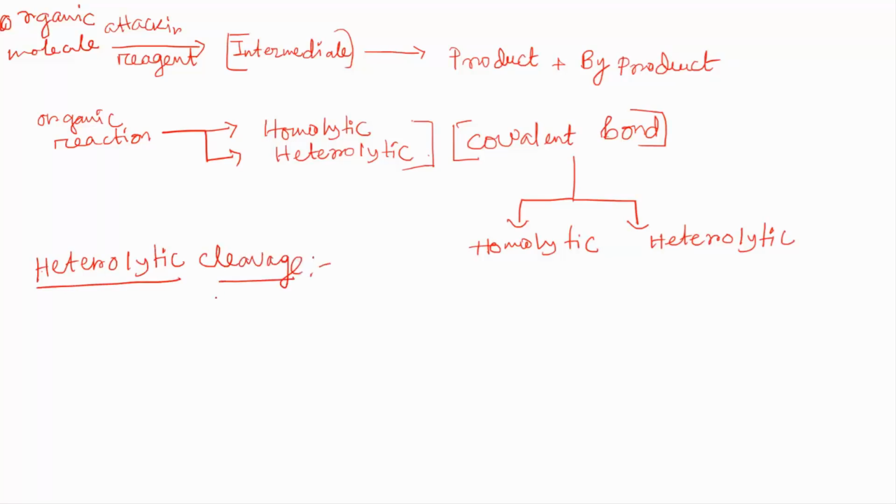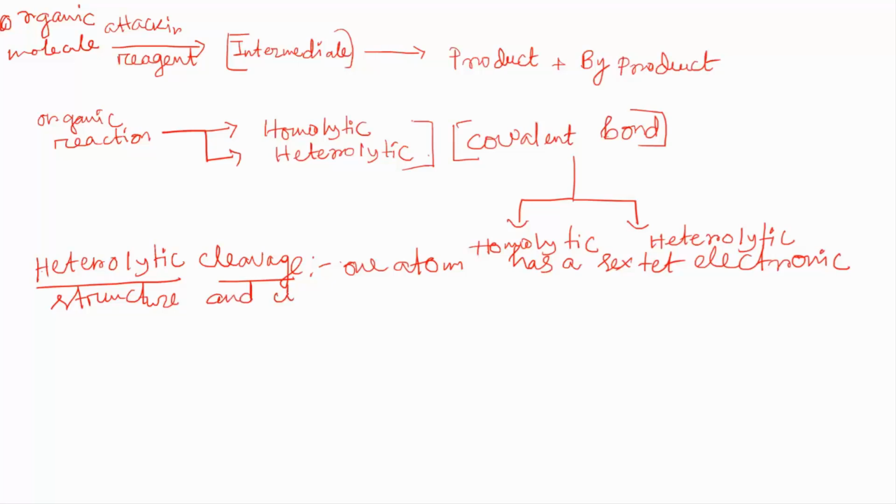So heterolytic cleavage, let's say if we consider one reaction mechanism, after heterolytic cleavage happens, one atom has a sextet electronic structure, and it will bear a positive charge. I'll come to the example. First, let me finish this one.